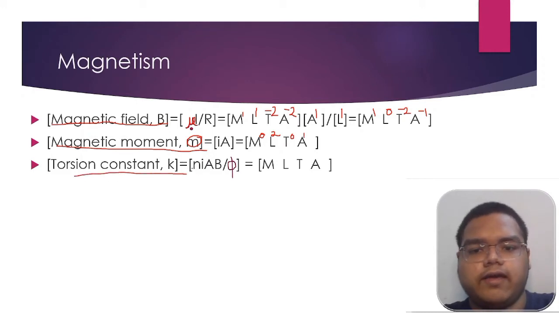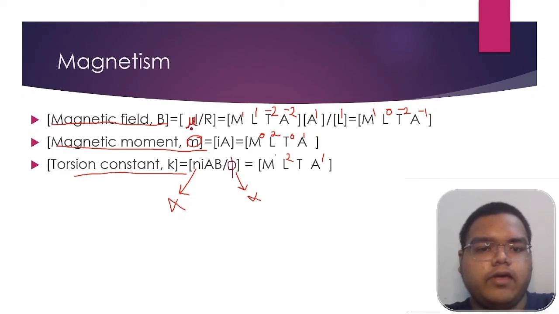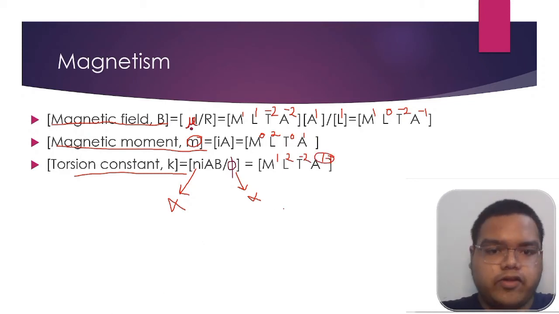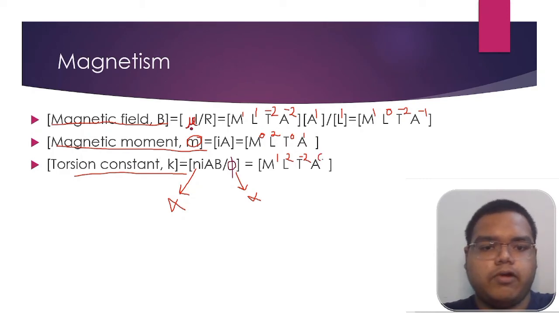Next, torsion constant K will have the dimension of NIAB upon phi. Phi is angle, so it will have no dimension. N is number, so it will have no dimension. I is current, so A to the power 1. A is area, so L square. B is the magnetic field, so it will be M to the power 1 T to the power minus 2 A to the power minus 1. So A to the power plus 1 minus 1 gives A to the power 0.